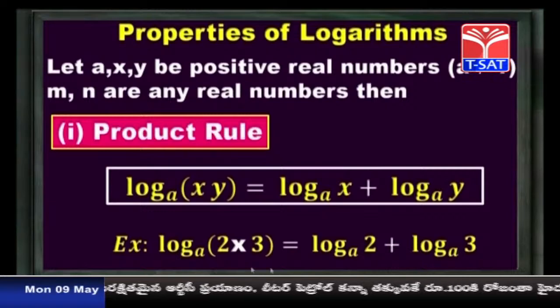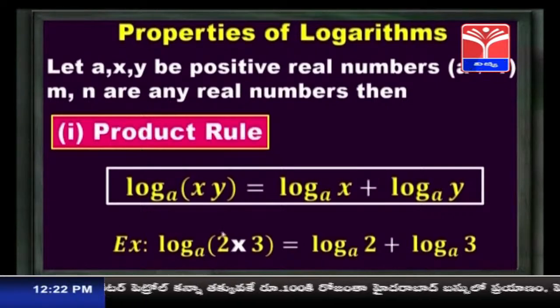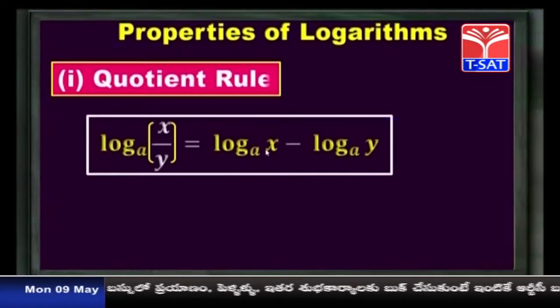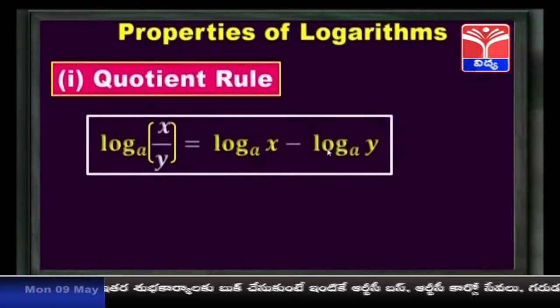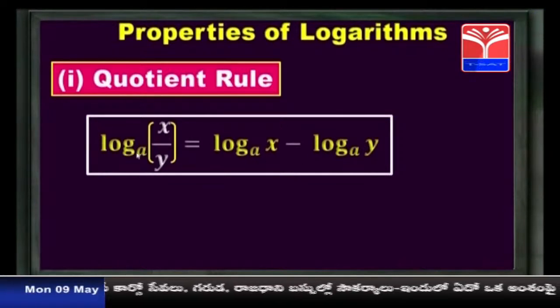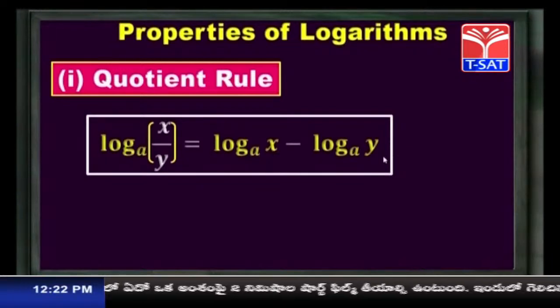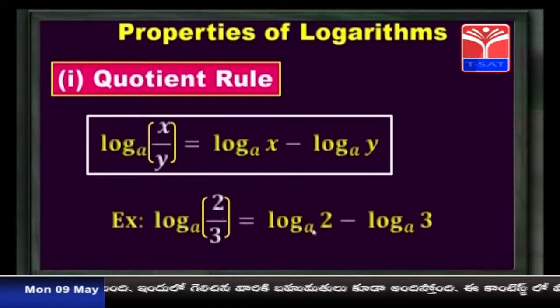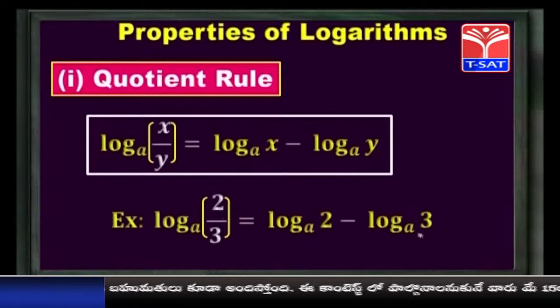Here you should observe the base is always the same. Now, the second property, log x by y is equal to log x to the base a minus log y to the base a. This is called the quotient rule. Log x by y is equal to log x minus log y. The example, log 2 by 3 is equal to log 2 minus log 3.